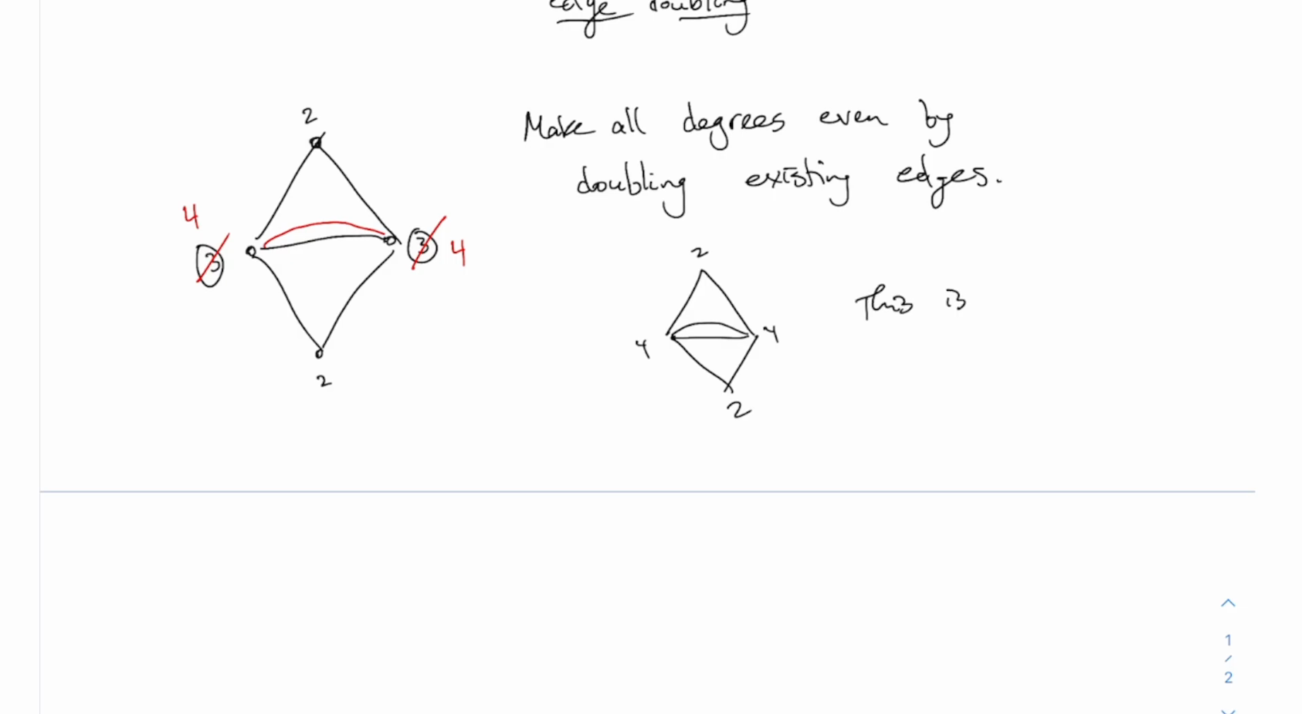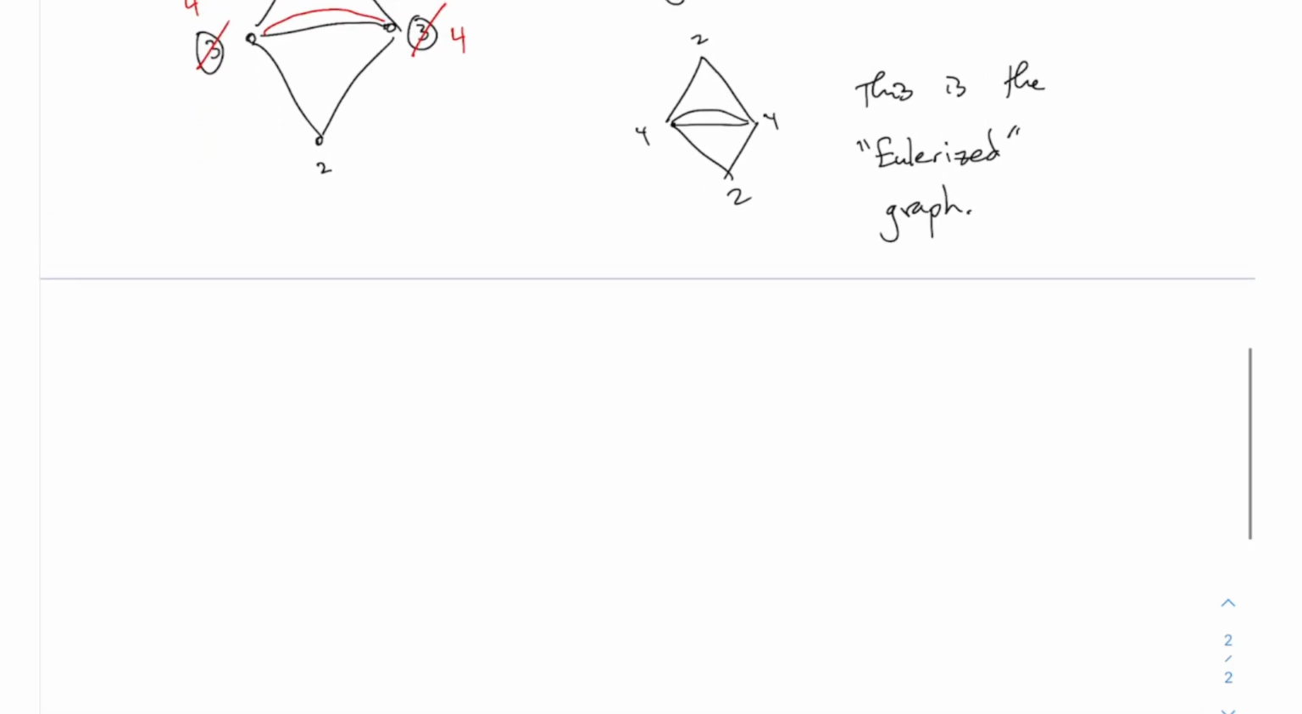This is called the Eulerized graph. Some people say Eulerized. Those people are wrong. It's Eulerized. All right, the Eulerized graph. It's called Eulerized because now that I did that, it now has an Euler circuit. And so I can find an Euler circuit in this graph. So in the Eulerized graph, we can now find an Euler circuit.